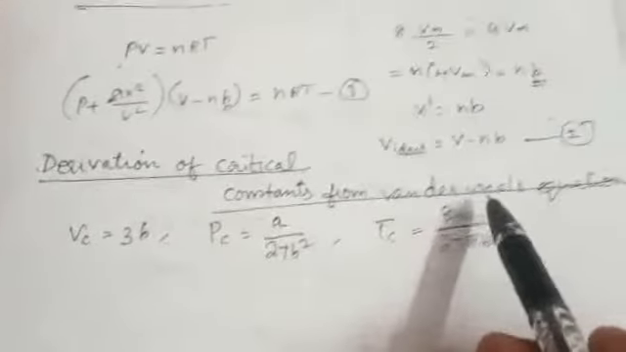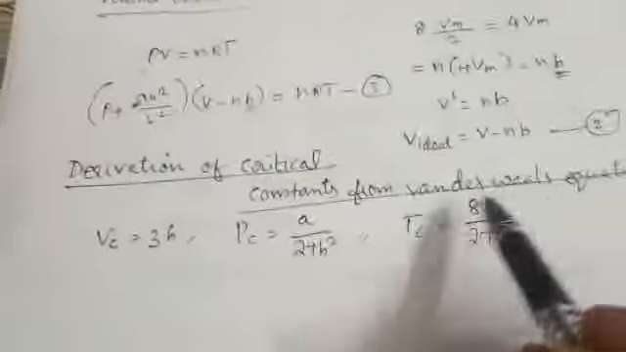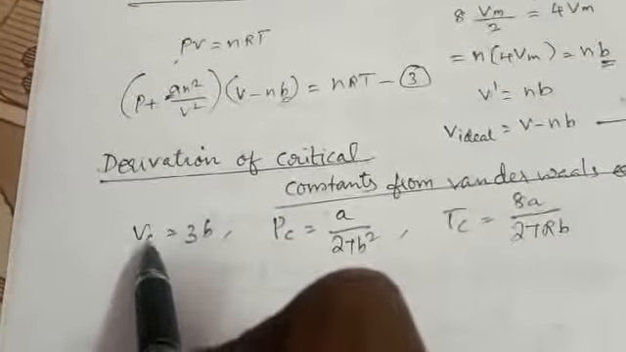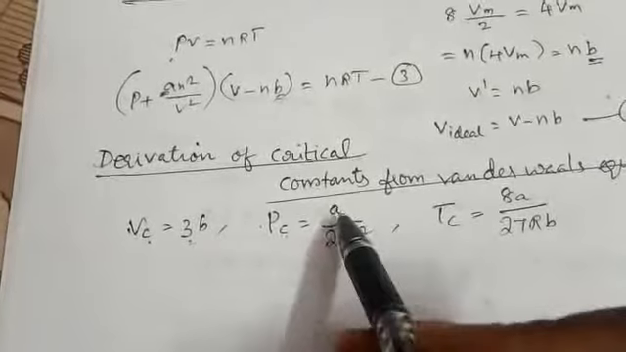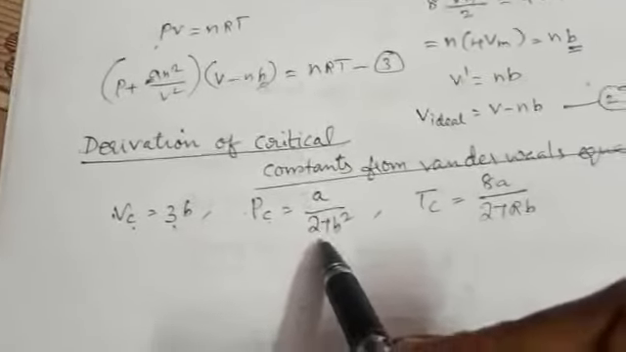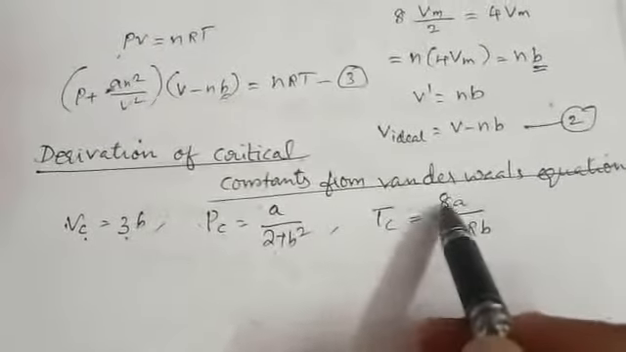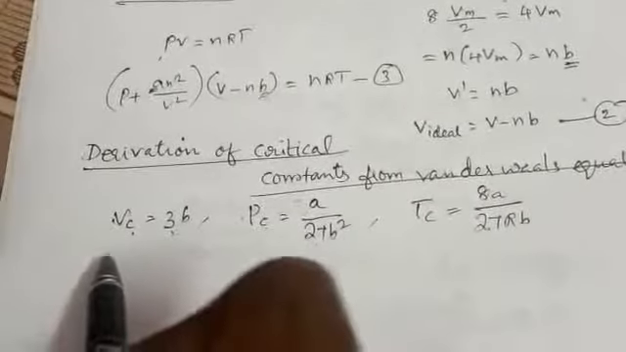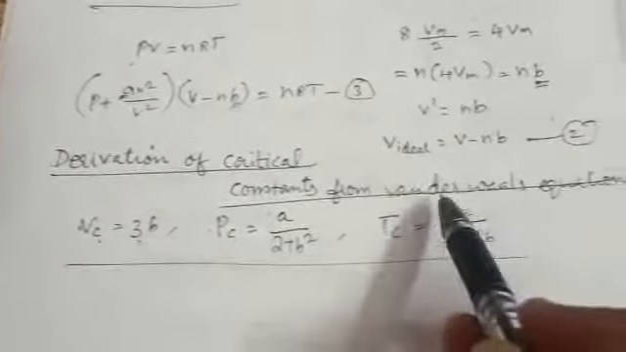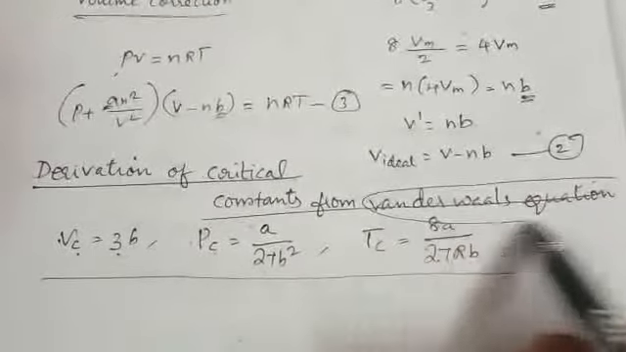Next, derivation of the critical constants from the van der Waals equation. What are the derived quantities? Critical volume equals 3b. Critical pressure equals a divided by 27 b squared. Critical temperature equals 8a divided by 27 Rb. These three equations are derived from the van der Waals equation.